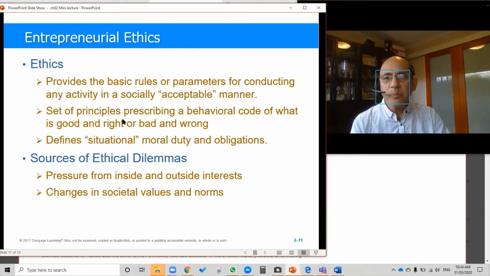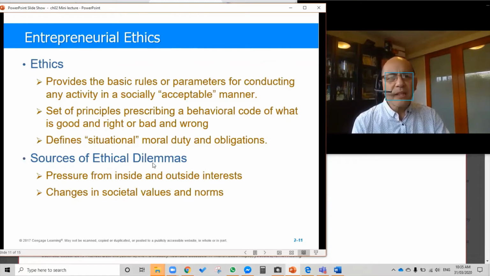And ethics is a set of principles prescribing a behavioral code of what is good and right or bad and wrong. So in other words, ethics guides us. It tells us whether what we're doing is the right thing or if it's the wrong thing. And oftentimes we know when what we're doing is not quite ethical. And ethics defines the situational moral duty and obligation. So if you're facing what we call an ethical dilemma, then situation ethics might guide you in that particular situation.